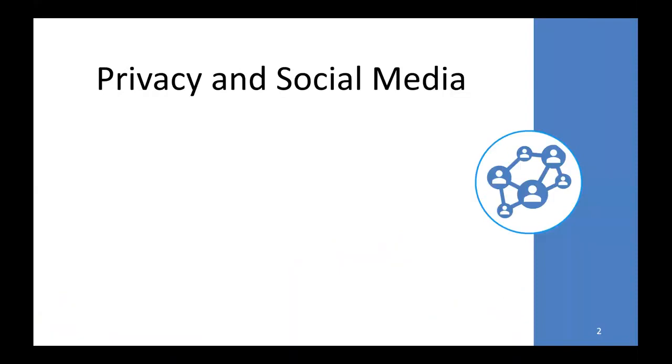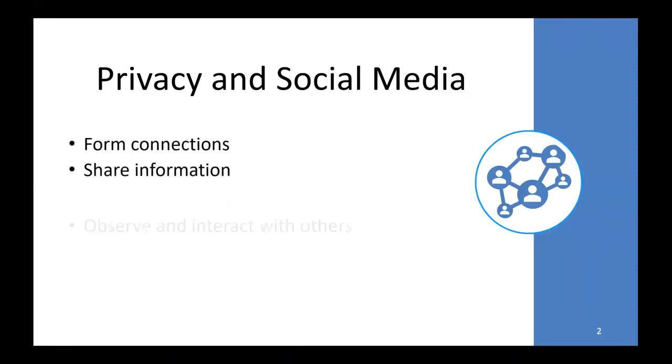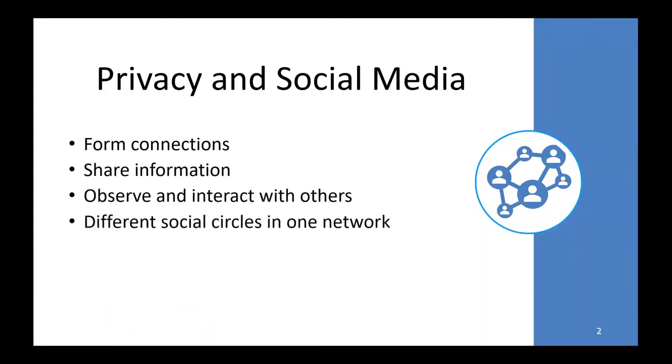People use social network platforms to connect with each other, share various information, and observe others and interact with them. People can choose to only connect with a specific group of people or multiple social circles. When these social circles, such as friends, family, and colleagues, are all on the same social network, it can be hard for users to control the flow of information. Posts are usually permanent, which can further complicate the protection of privacy.